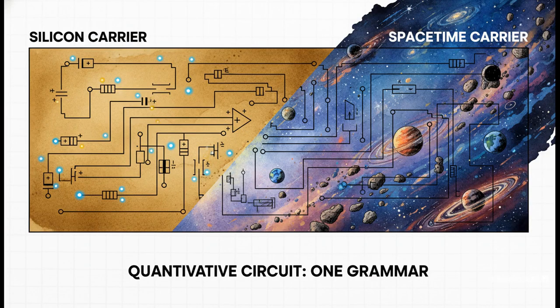So here's the bottom line. This isn't just a nice story. It's a real, quantitative circuit. The math works. It proves that SHA-256 and a black hole are 2 different expressions of the exact same universal grammar. One runs on a silicon carrier, the other runs on the fabric of space-time itself. The carrier is different, but the operating system is the same.